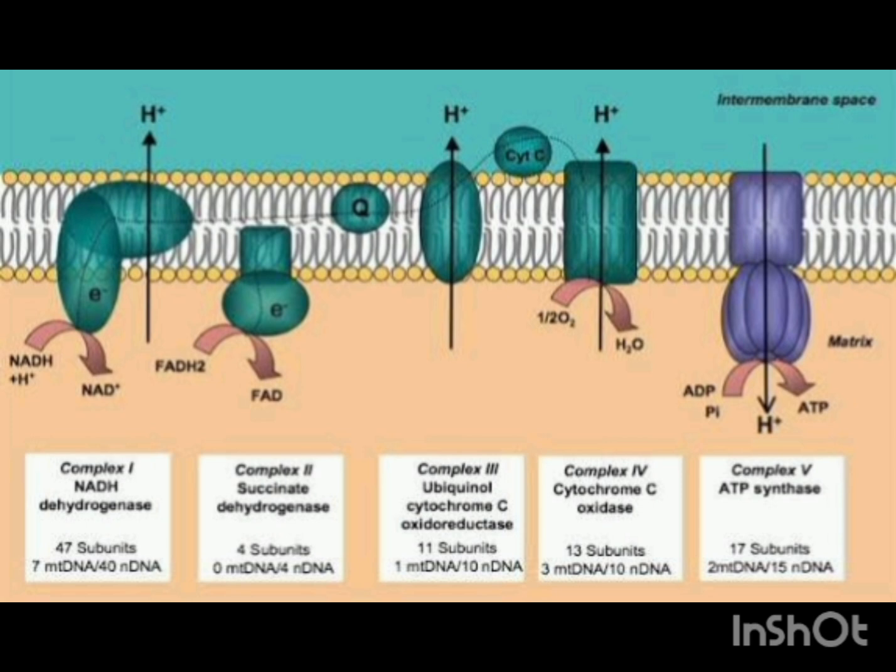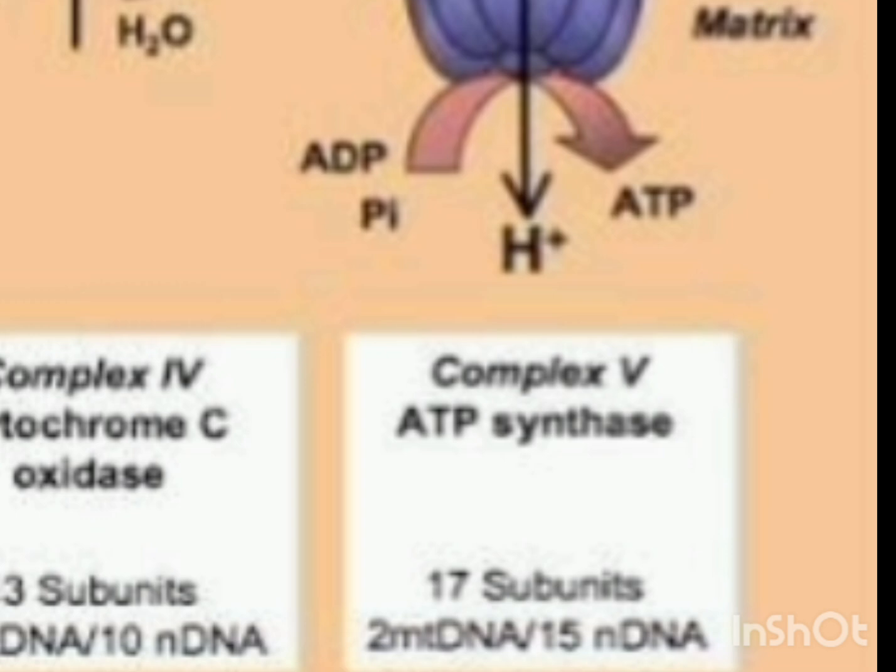The third stage is proton pumping. This released energy pumps hydrogen ions from the mitochondrial matrix into the intermembrane space. This creates a proton gradient. Then the fourth step is ATP synthesis. Hydrogen ions flow back into the matrix through the enzyme ATP synthase. The energy released during this movement is used to convert ADP into ATP.